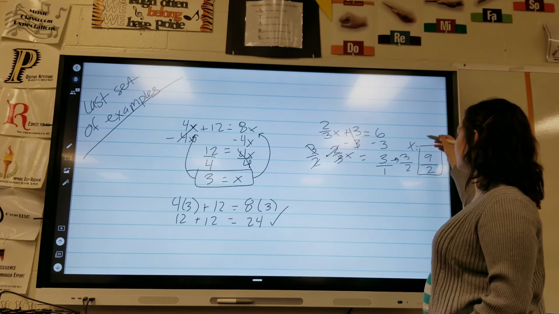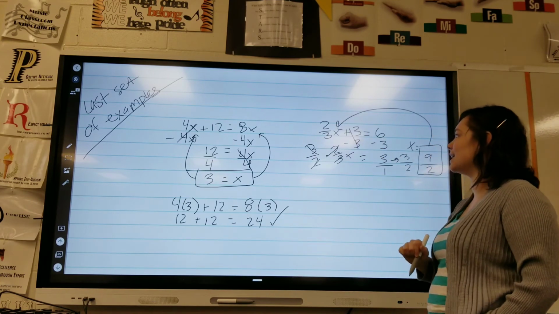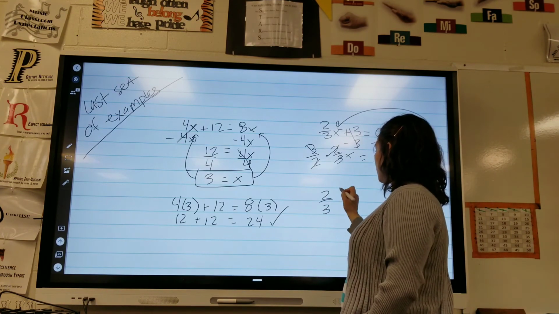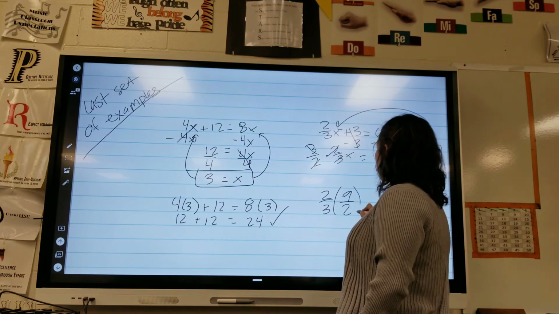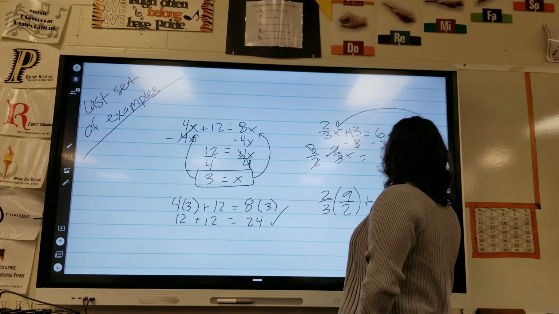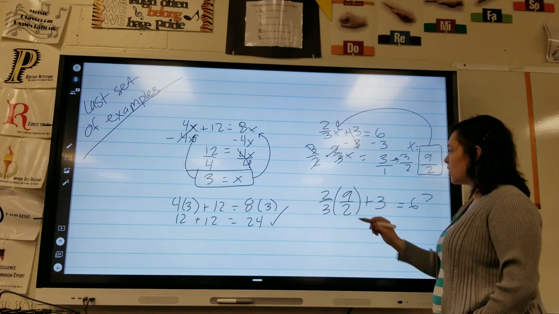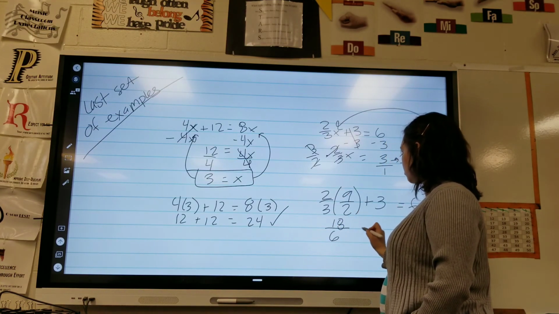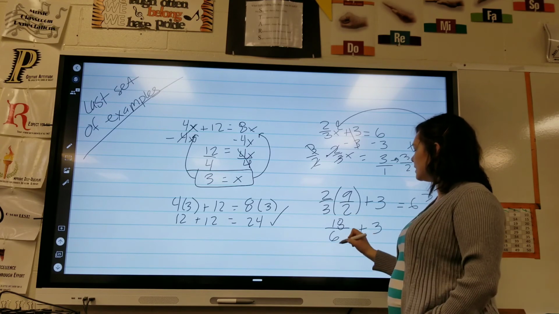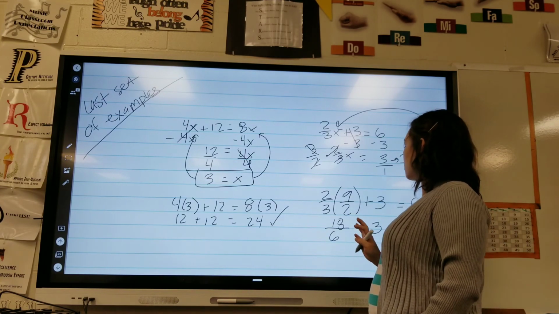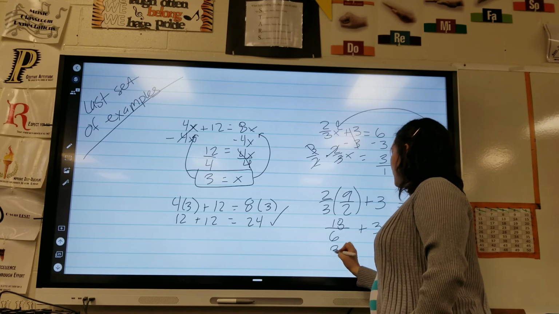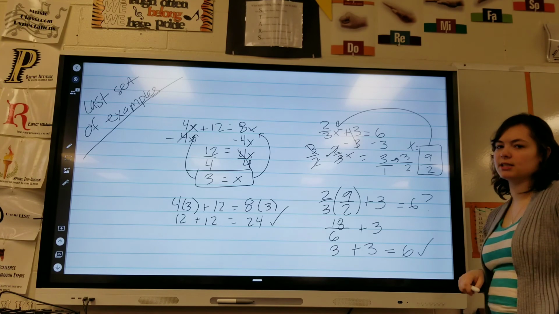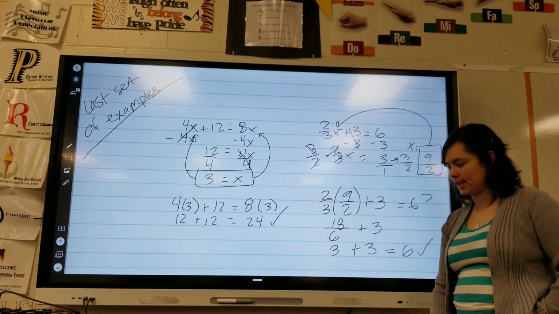But let's check that out. So I'm going to take 9/2 and I'm going to plug it in next to 2/3. So 2/3 times 9/2 plus 3, does that equal 6 is our question. All right. First we multiply across. 18 over 6 plus 3. 18 divided by 6 is 3. Yes, because 3 plus 3 is definitely equal to 6. Therefore, 9/2 is a correct answer. It checks out.